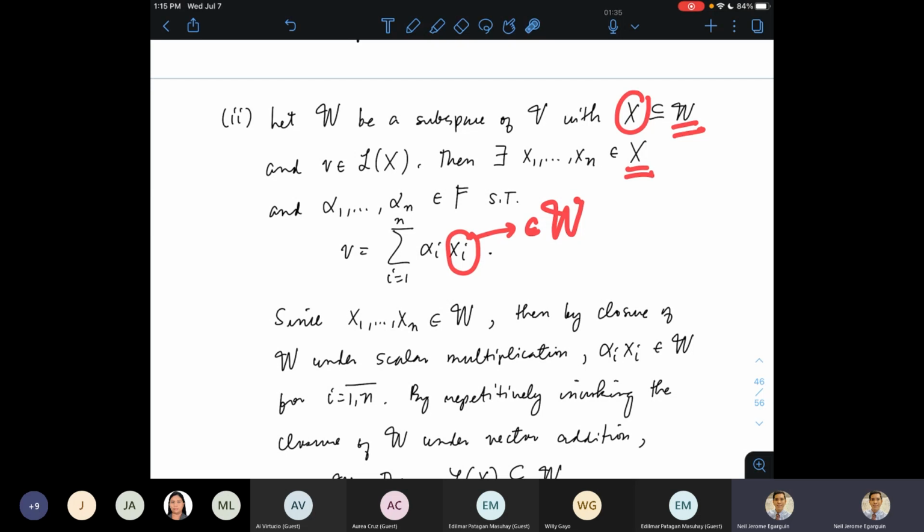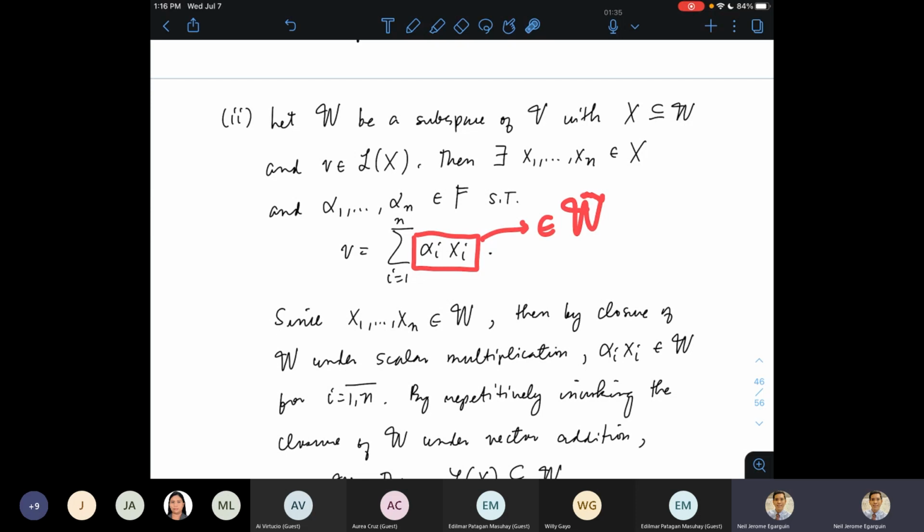Right? And so, kung na kay curly W siya, by the closure of scalar multiplication on a subspace W, that means this guy is also in W. Agree? Kasi yung mga scalar multiples ng element ng isang subspace ay dapat nasa subspace din. Right? By Theorem 3 or by the definition of being a subspace, closure of the scalar multiplication.